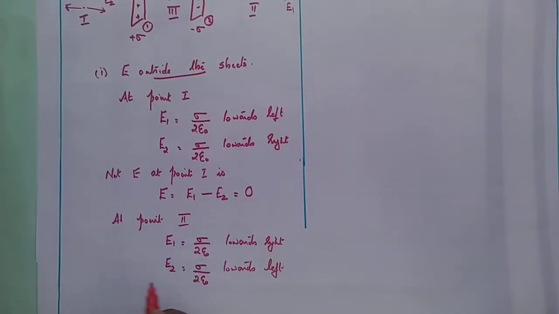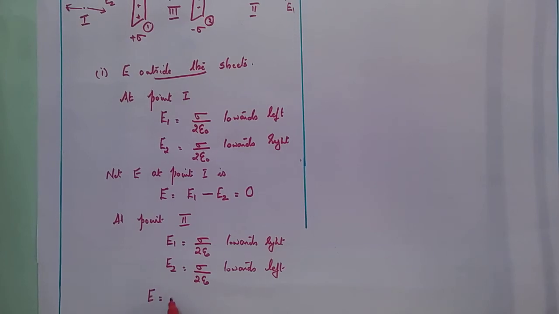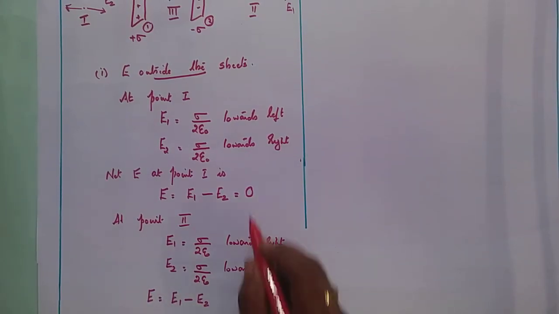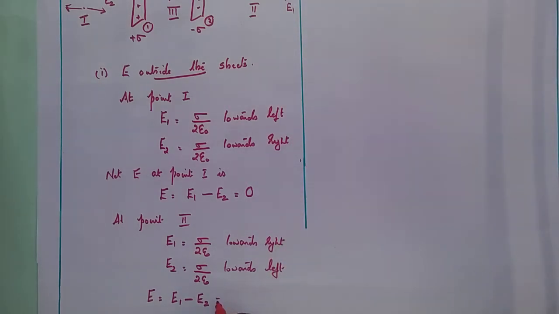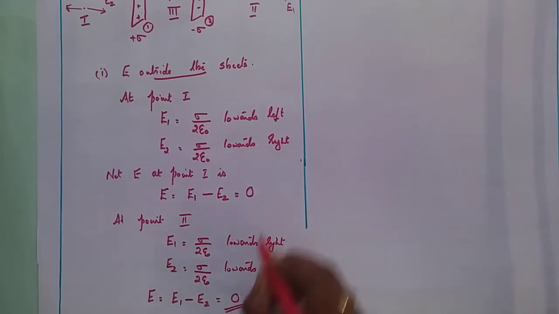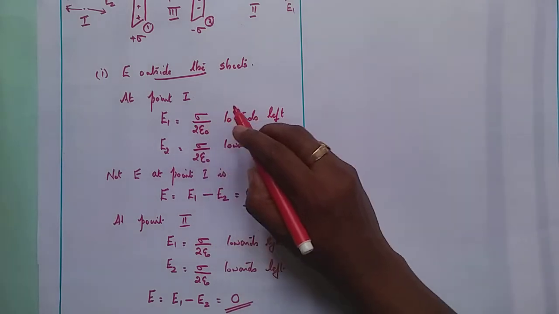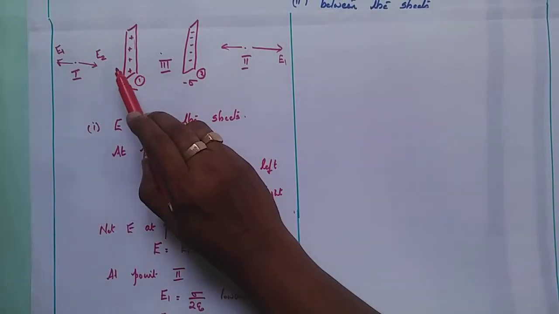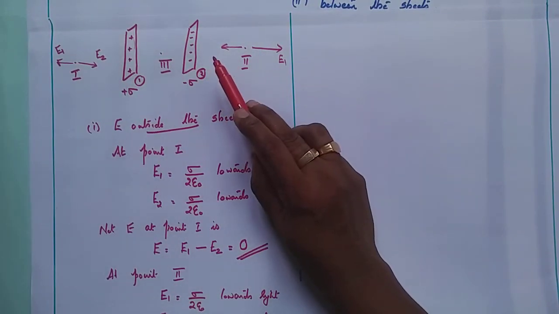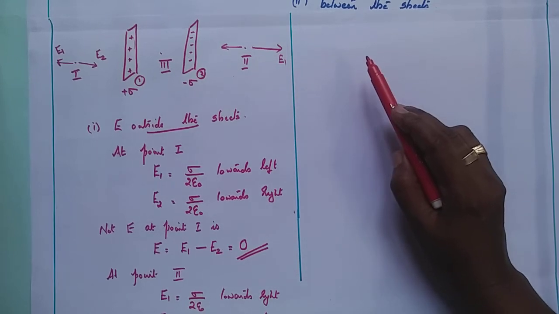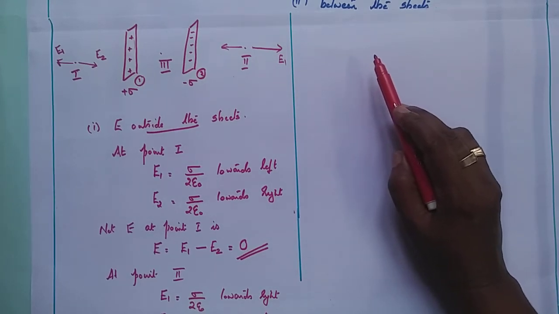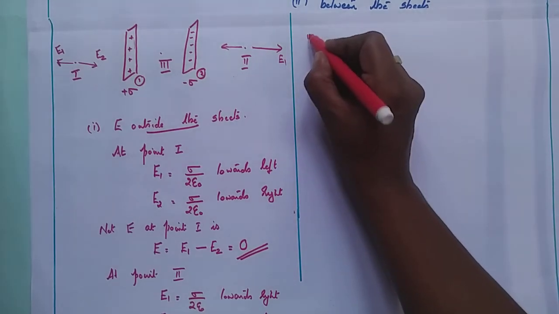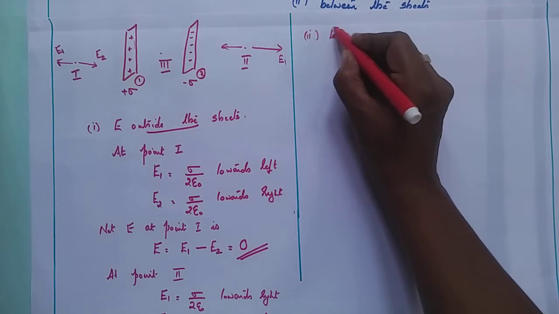And hence the net electric field at point 2 is E equals E1 minus E2, because both are in the opposite direction, and therefore the net electric field is 0. So on either side of the sheets, at point 1 and point 2, or outside the sheets, the net electric field is 0. Then number 2, between the sheets.